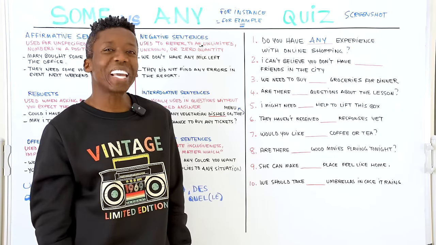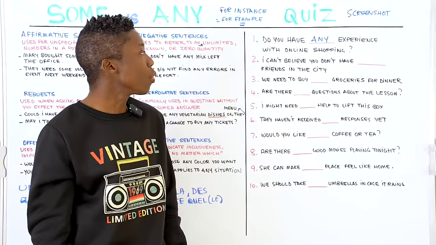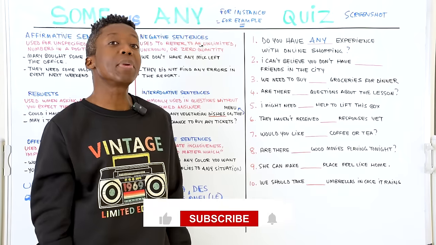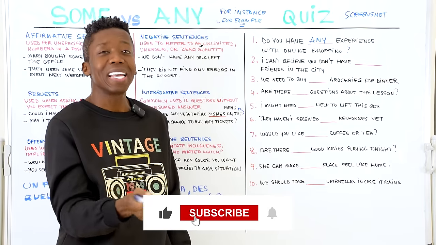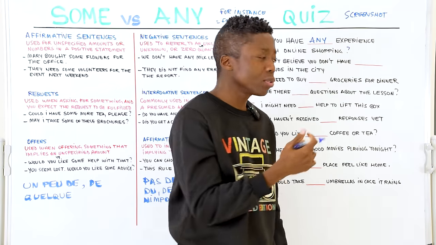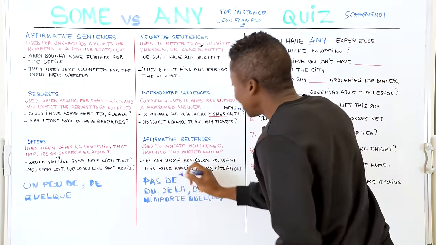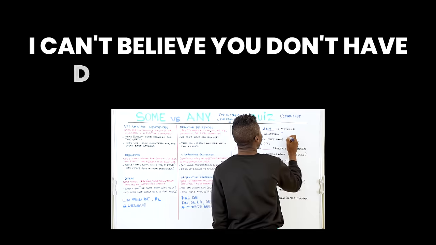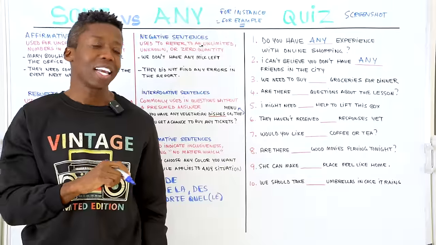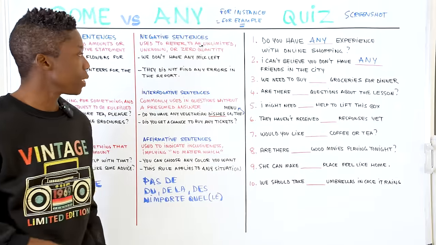Number two, I can't believe you don't have friends in the city. Peut-être que la personne a déménagé en ville, ça fait 2 ans, et n'a toujours pas d'amis. Et vous vous dites, je ne peux pas croire que depuis là, tu n'as... You don't have any friends in the city. In the city, it's a negative statement, okay?